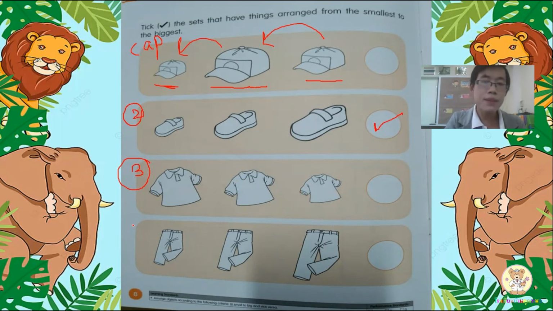Okay? And please take a look at number 4. You can take a look at 3 trousers. You can see that the first trouser is small, and the second trouser is bigger, and the last one is the biggest. So we can conclude that they have arranged from the smallest to the biggest. So we need to do a tick on this picture. That's it.